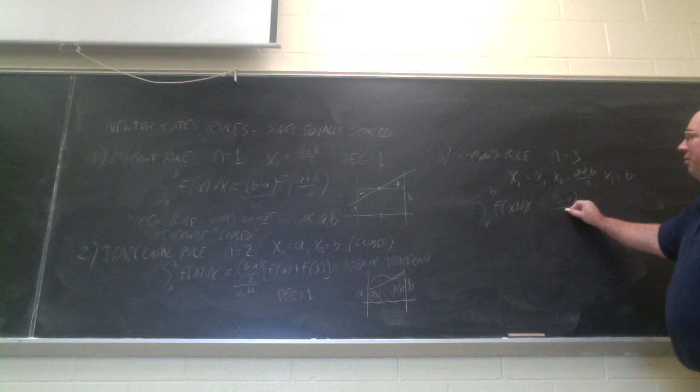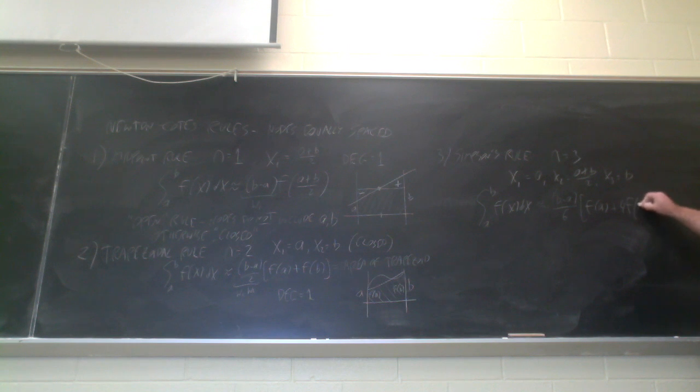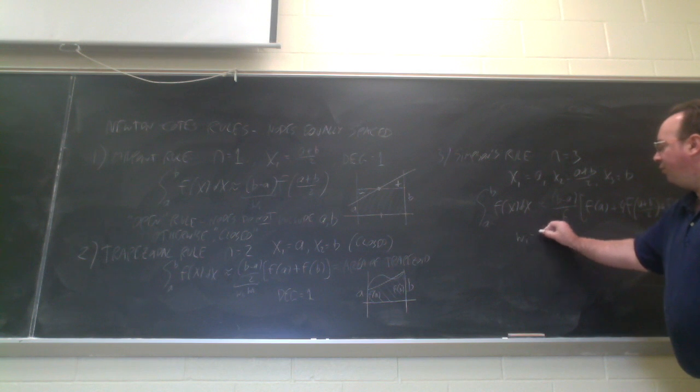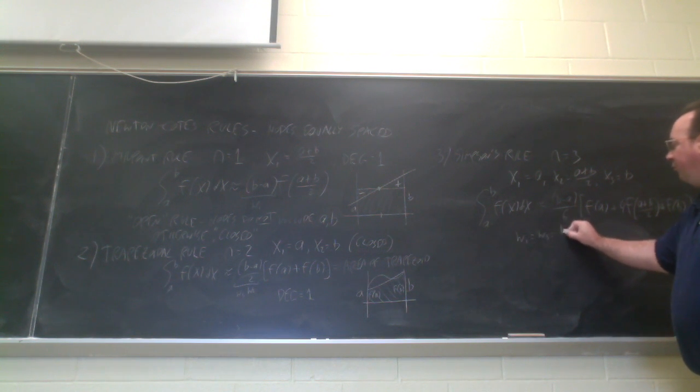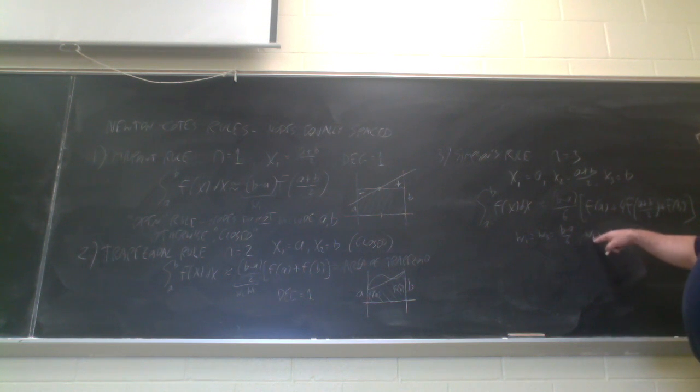(b minus a) over 6. And we have a strange weighting here. The midpoint value is given 4 times the weight of the other values. So really the weights are, the first one and the third one, those weights are (b minus a) over 6. And the second weight is 2(b minus a) over 3, so 4 times that.